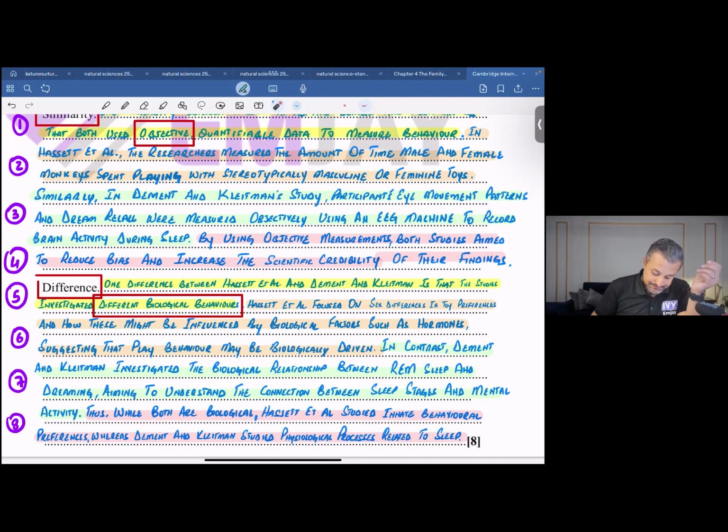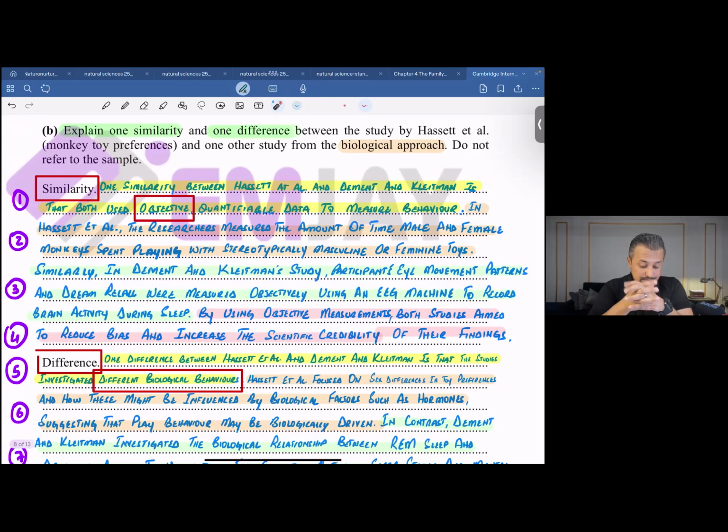Now, moving on, the 8th mark, because we want full marks. Thus, while both are biological, Hassett et al. studied innate behavioral preferences, whereas Dement and Fleetman studied physiological processes related to sleep. And there we go. We're good enough to score 8 on 8 on this particular question.